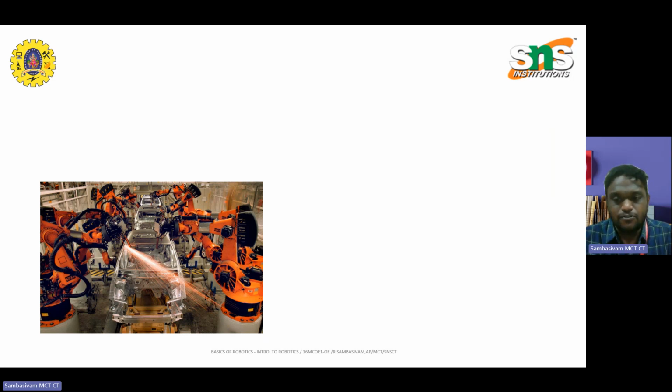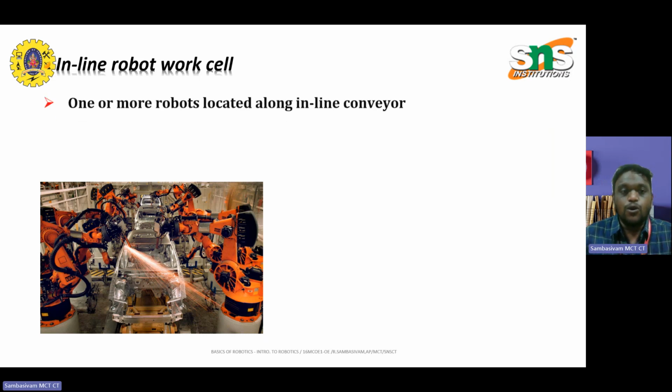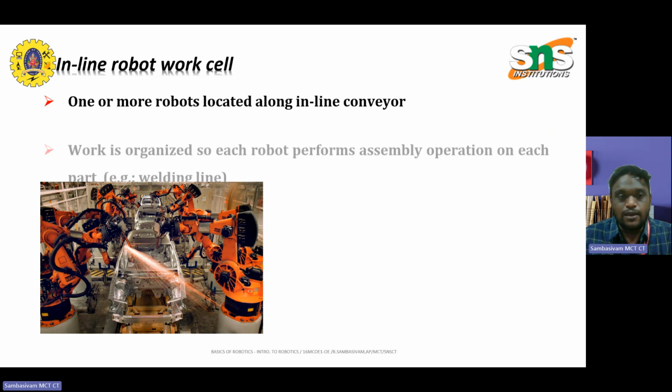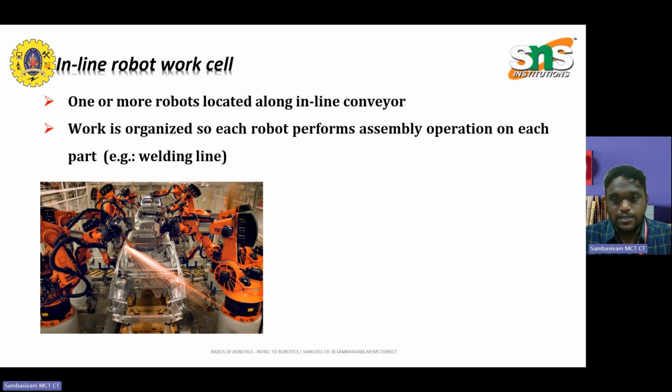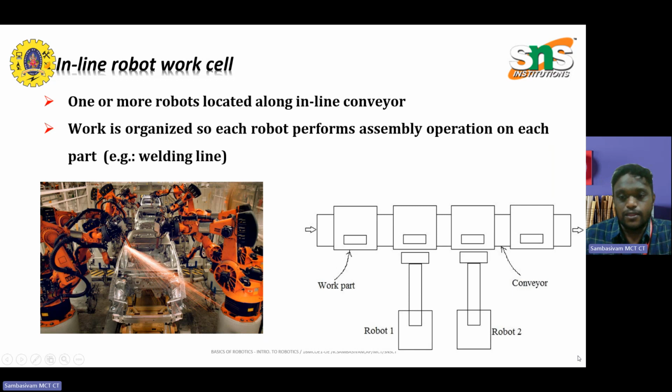The best example for that is an assembly section. In an assembly section, more than one robot is located along a line conveyor while the work is organized, so each robot performs an assembly operation. For example, a welding line where each robot performs a certain task. By the picture itself, you can understand how this takes place.